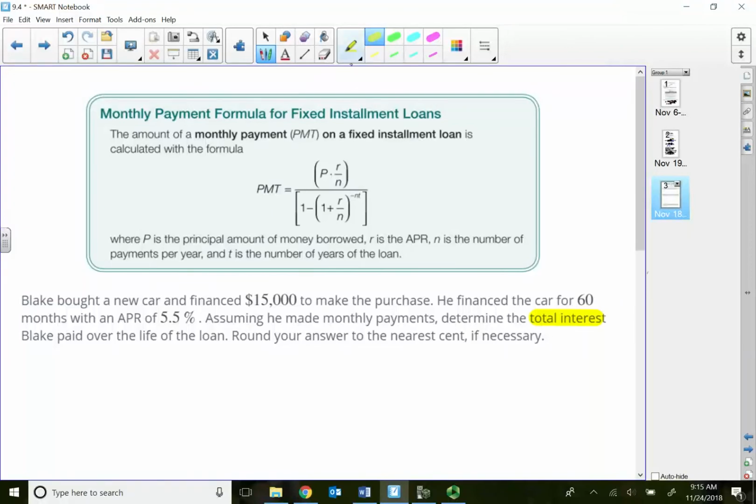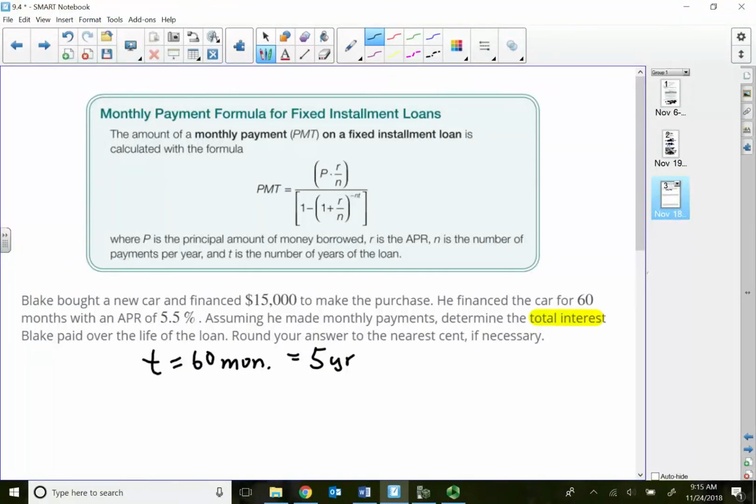So first things first, another difference between this one and the previous one is there's no down payment here either. So 60 months is the same as 5 years. All right, so that's what I needed.